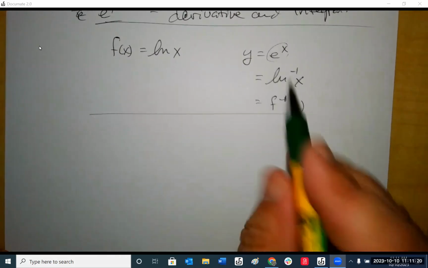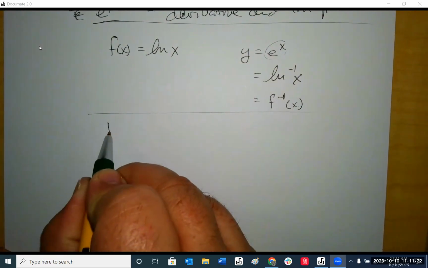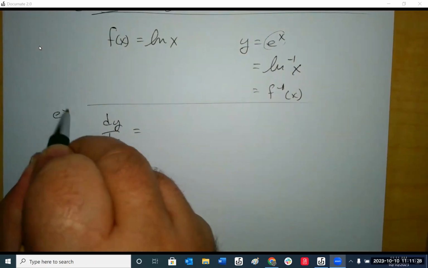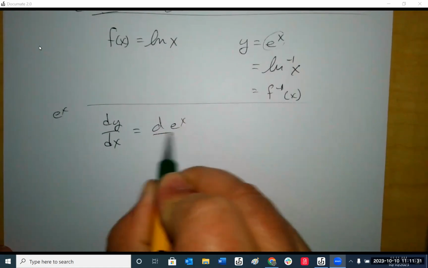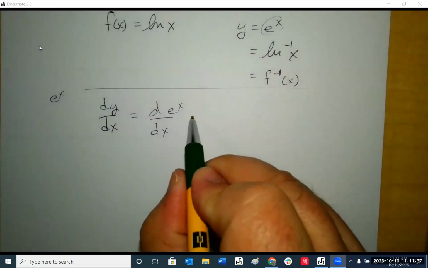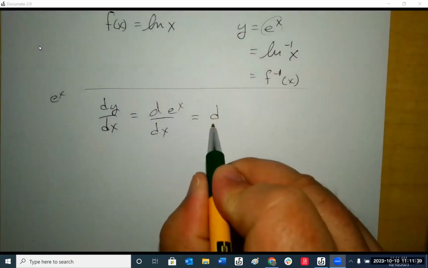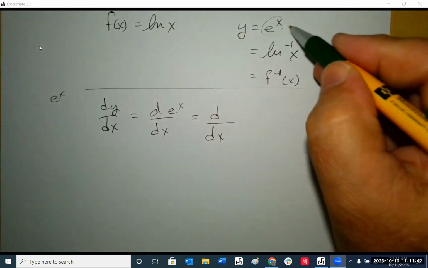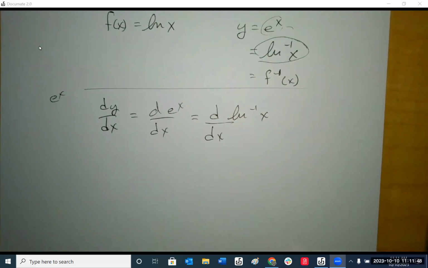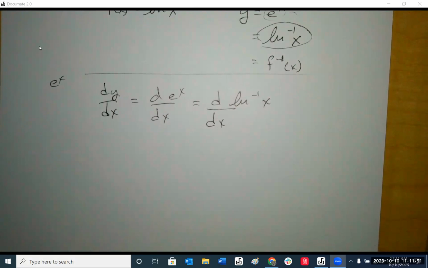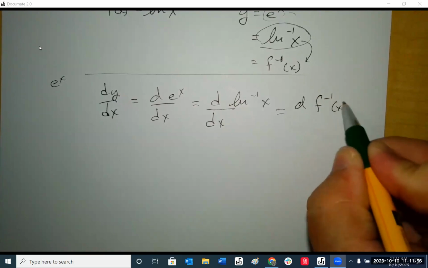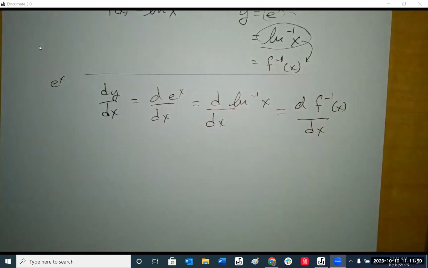So let's look at this. If this is all true, then this has to be true. Then dy/dx has to be true. Remember, we're looking for e to the x. So the derivative of e to the power x, if all this stuff up here is true, then we can take the derivative of the ln inverse of x, which means we can also take the derivative of the inverse of the function of x with respect to x.